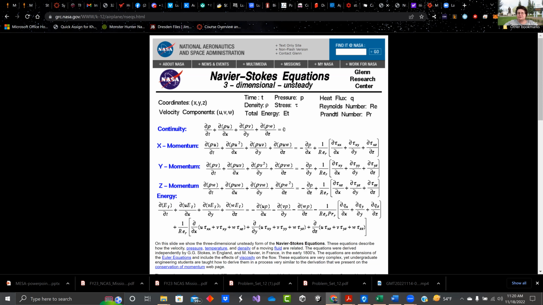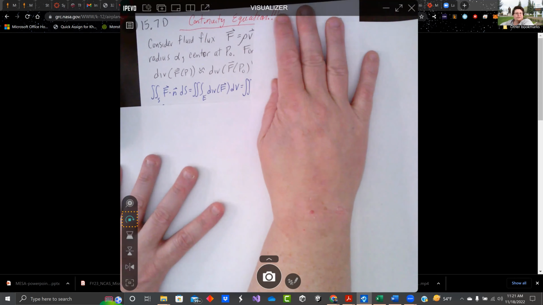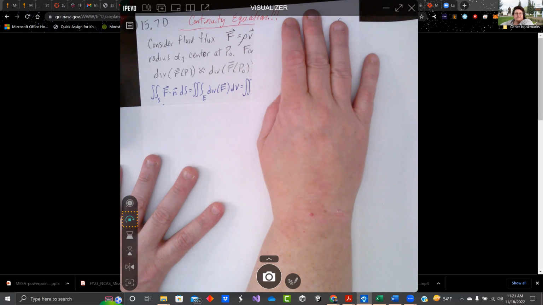That's it for the divergence theorem. Just remember the divergence theorem is, bring it back up, F dot n dS, the flux over a surface, is the same as the divergence over the volume.